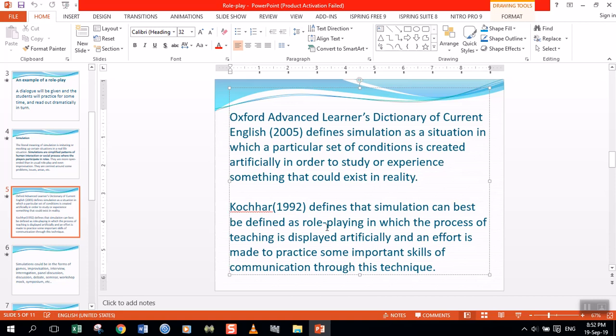Alright, simulation can best be defined as a role play in which the process of teaching is displayed artificially and an effort is made to practice the important skill of communication through a technique. So when we simulate certain situations or cases, we try to give some kind of dialogue about the situation. We talk about the situation, play it out, and try to improve it through role play, and that is called a simulation.